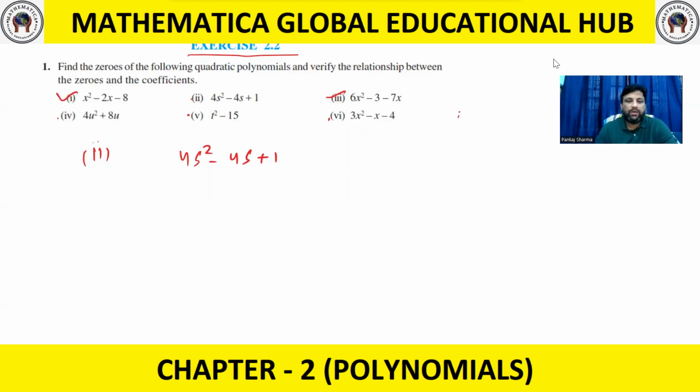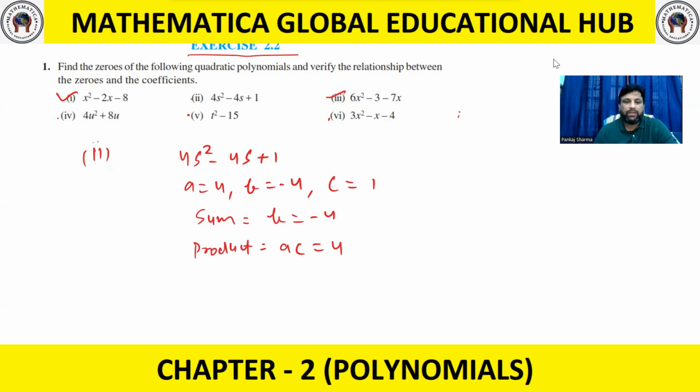Here we know that a is 4, b is −4 and c is 1. So we want two numbers whose sum should be equal to b, that is −4, and the product should be AC. AC means 4 into 1, which is 4. The factors of 4 are 2 and 2, so we are getting 2 and 2. So here we can write 4s² − 2s − 2s + 1.